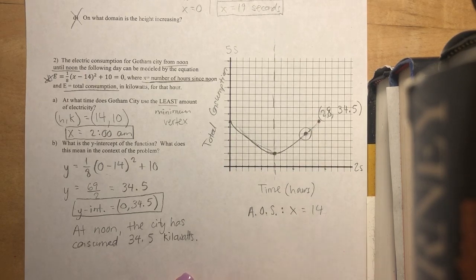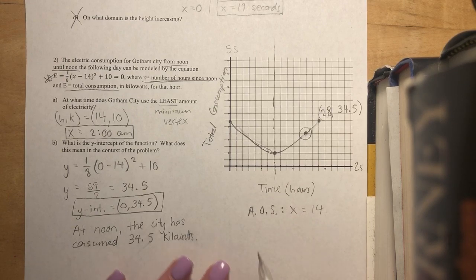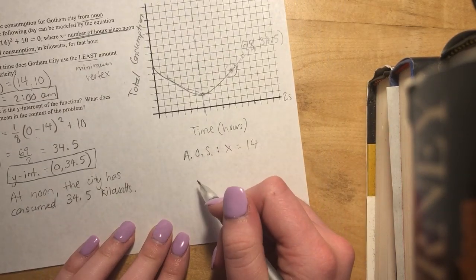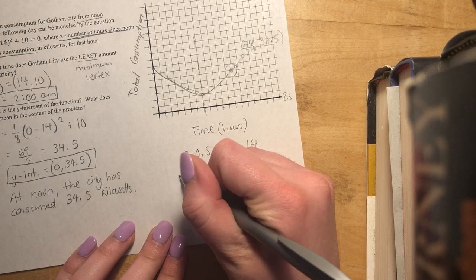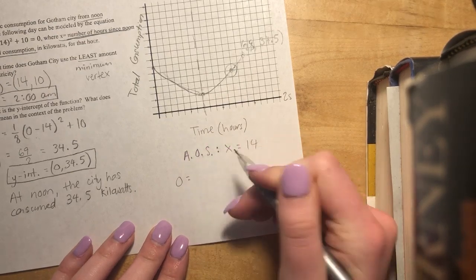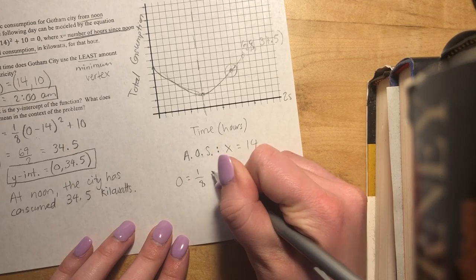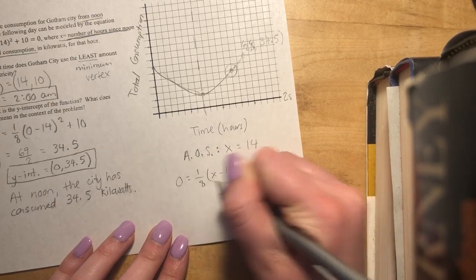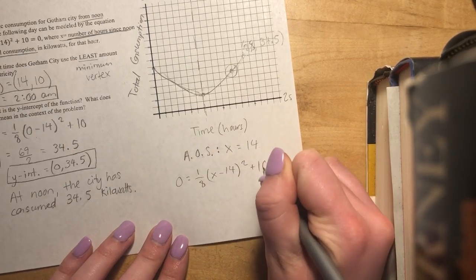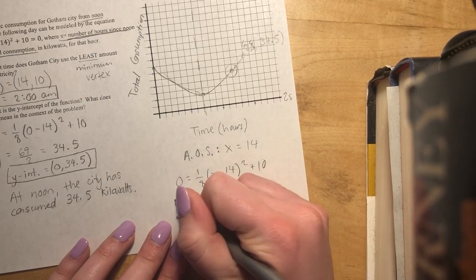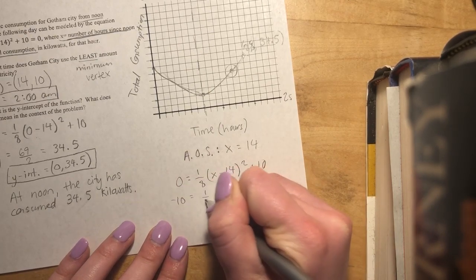Also, you'll notice that we don't have any x-intercepts. We are above the x-axis. If I wanted to prove this algebraically, we know that when we find x-intercepts, we are going to set the function equal to 0 to then solve for x. So if we set our function equal to 0, 1/8 (x minus 14) squared plus 10, first thing I'm going to do is subtract 10 from both sides.